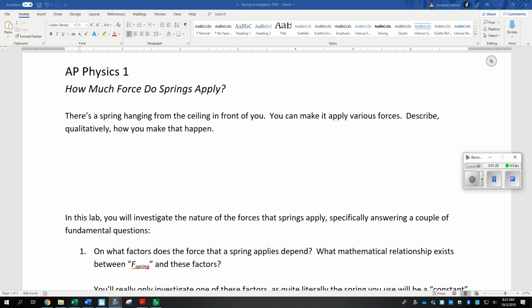So what you have likely in front of you is a spring hanging from a string attached to the ceiling. And what you can do by manipulating it with your hands is make it apply different forces. That's important. You can make the spring pull a little bit or pull a lot. So monkey around for a minute or so, and then describe how you made that happen. I will give you 90 seconds. Go.